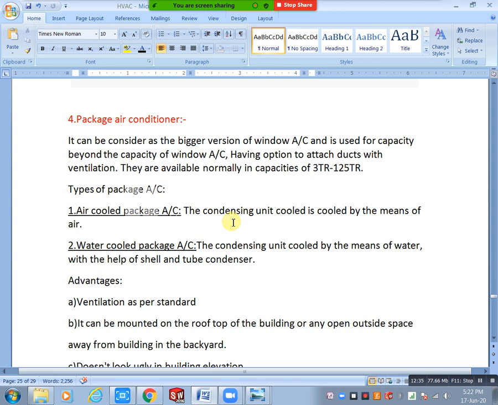More efficient and save the energy. Here also we have ductable. Actually, we select based on site condition. For example, if you have ceiling clearance, from the false ceiling to the slab, with exact space and clearance, then you will simply consider an indoor unit.